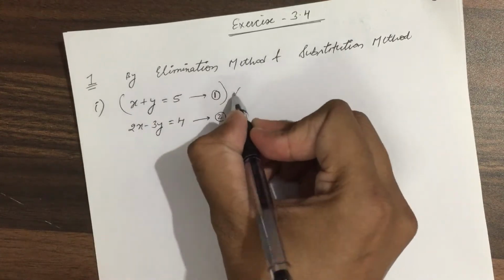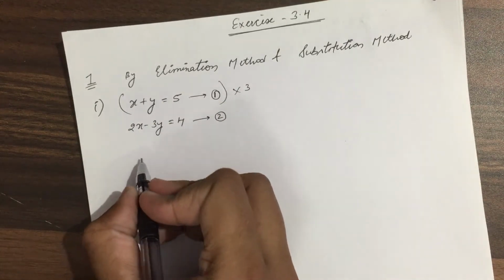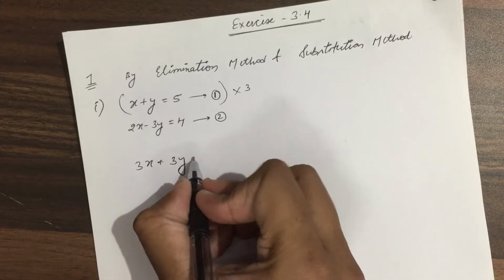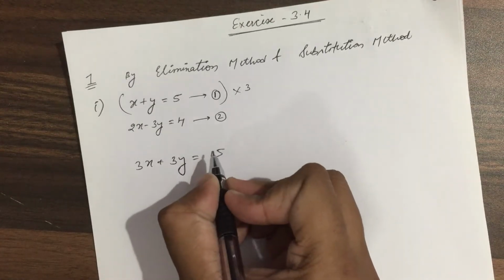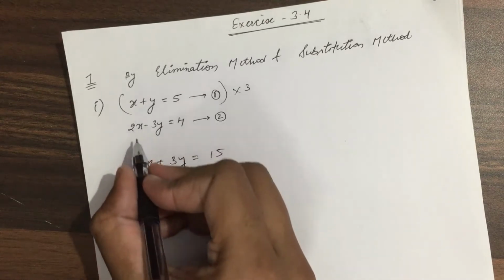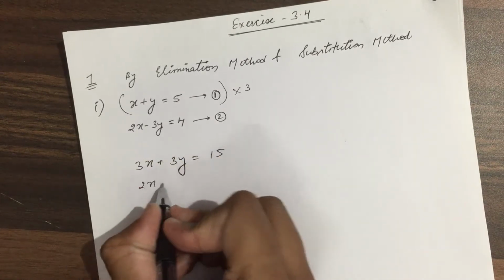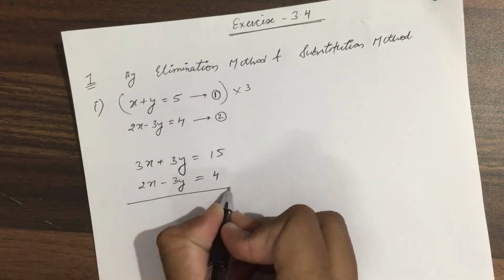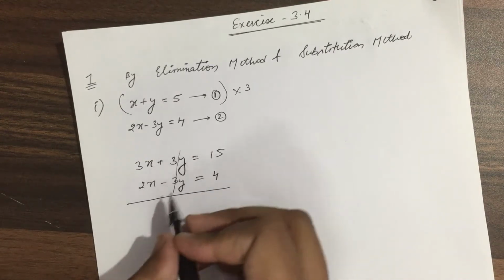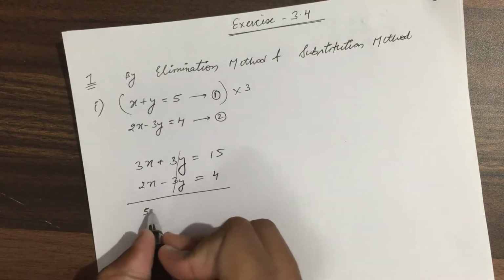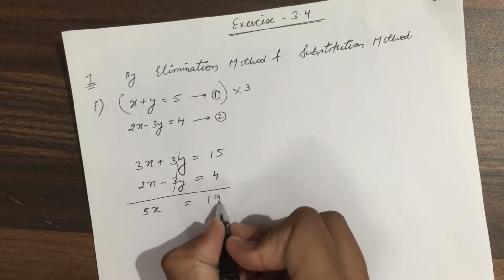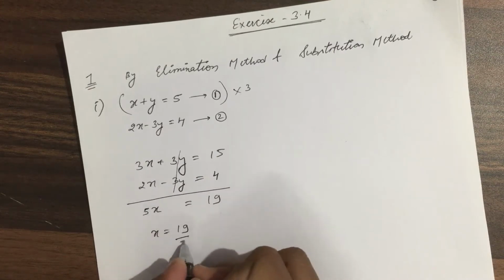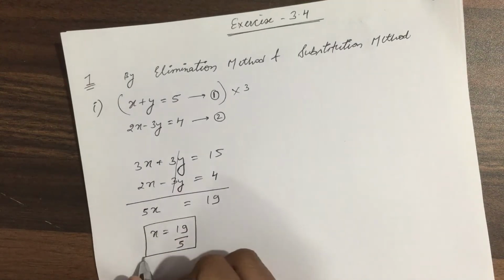Multiply it by 3. So you have 3x plus 3y equal to 15, and this equation will be as it is, 2x minus 3y equal to 4. Now what you do? Add them. This will be cancelled. 3x plus 2x will be 5x equal to 19. This will give you x equal to 19 upon 5.